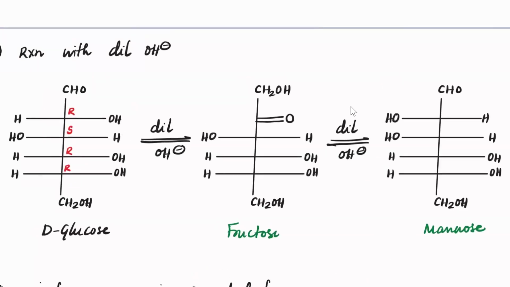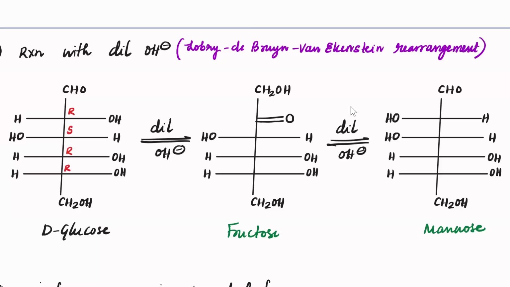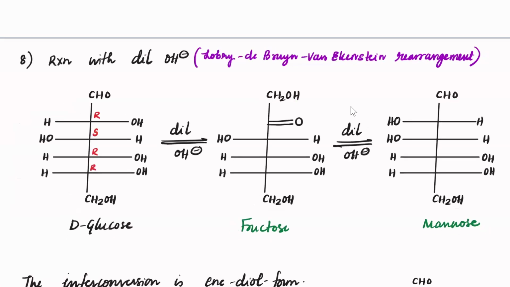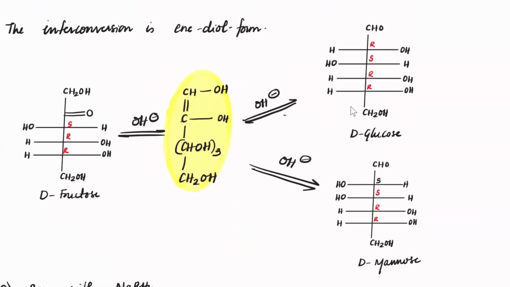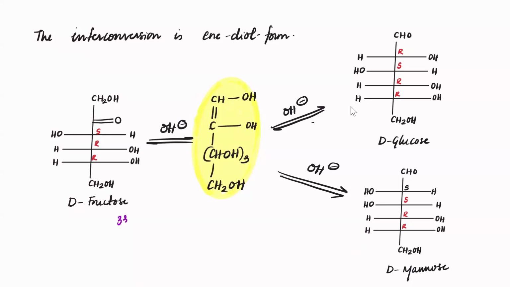Clear? Now, there is a name given to it. This is the Lobry de Bruyn-Van Ekenstein transformation or rearrangement. This is the name. LBVE, Lobry de Bruyn-Van Ekenstein rearrangement. That is basically the interconversion of glucose to fructose, fructose to mannose in basic medium. And after a while, once they reach equilibrium, you will see almost 33% of this, 33% of this, and 33% of mannose present at the end.